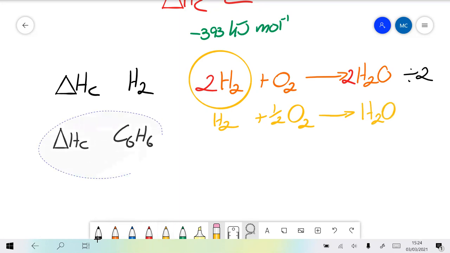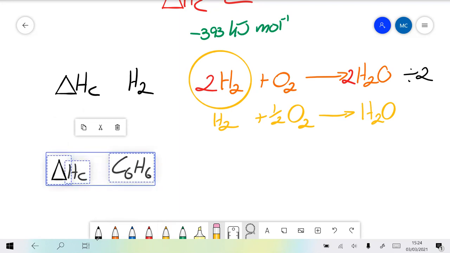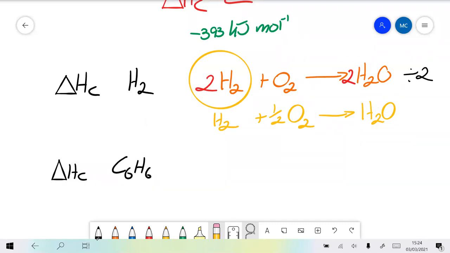In this situation, we can use the halves, and it's very important to actually write it with a half, because the definition states that this must be 1 mole of hydrogen burning. If you don't have 1 mole of hydrogen burning, then you are not being true to the definition. We can also have combustion of benzene, C6H6. In this situation, you try and balance it normally. Remember, we have excess oxygen.